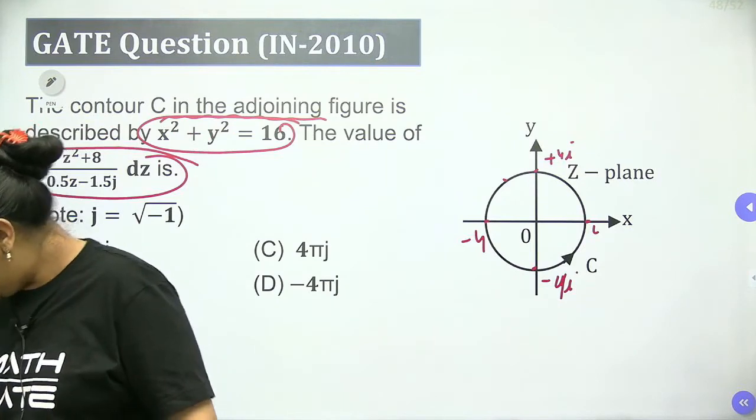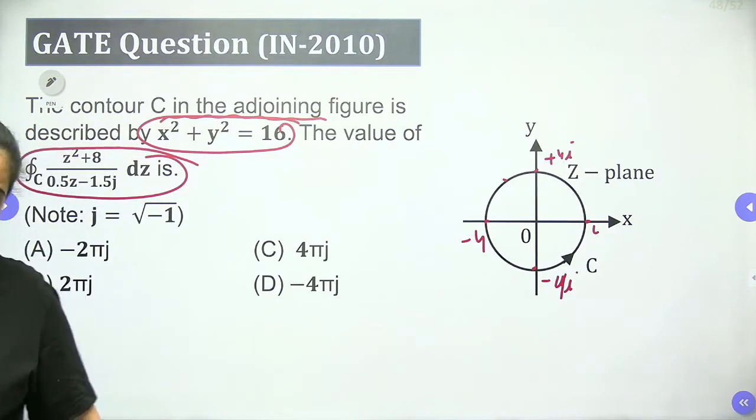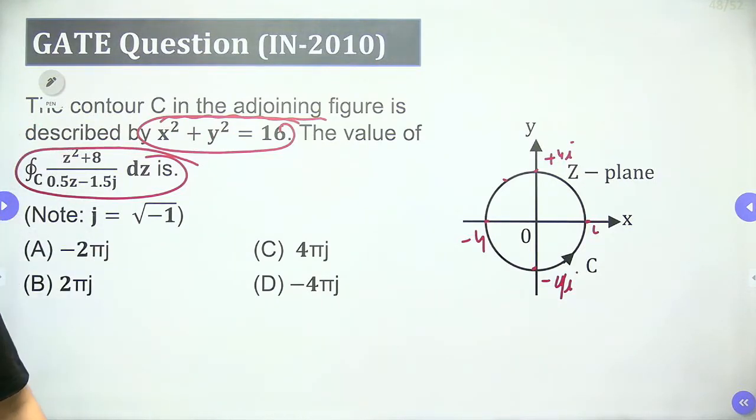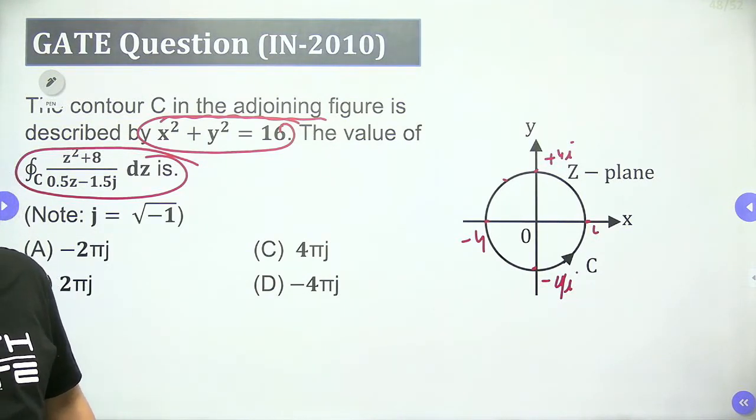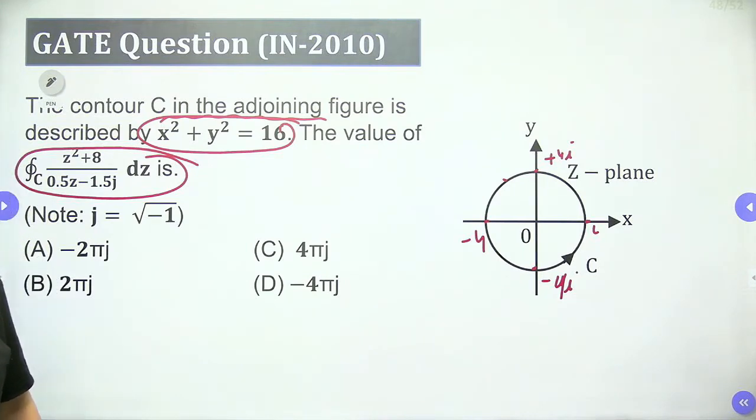So let's approach it. This question was asked in the 2010 GATE examination. Let me check the options, whether they are right or not, because the options are repetitive. Okay, yeah, it's right. So let's approach it, guys.